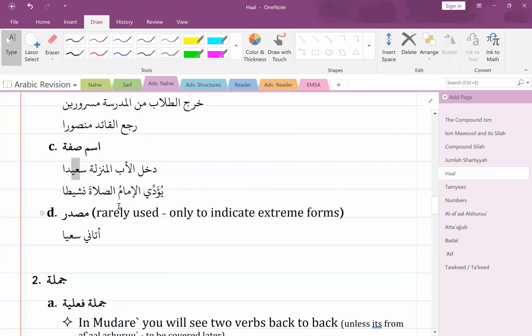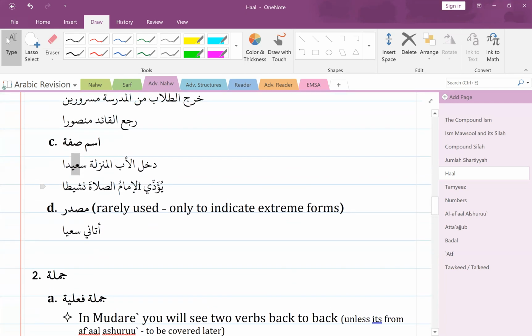يؤدي الإمام الصلاة نشيطا. By the way, when you say it comes at the end of the sentence, it doesn't actually mean it has to come at the end. It just means when the sentence is complete, then you have a hal. That's what it means when I say it comes at the end of the sentence. يؤدي الإمام الصلاة نشيطا. The Imam leads the prayer actively. Nasheet means active. I don't know how that prayer will look like, an active prayer, but it's just an example. The Imam leads the prayer actively.